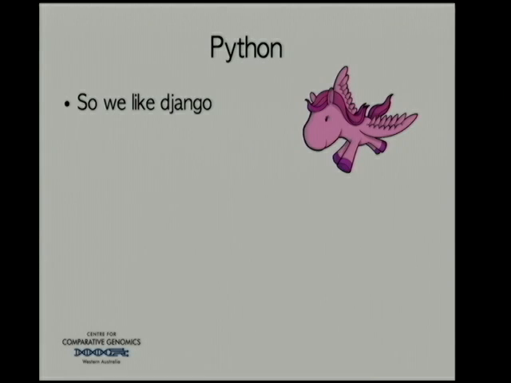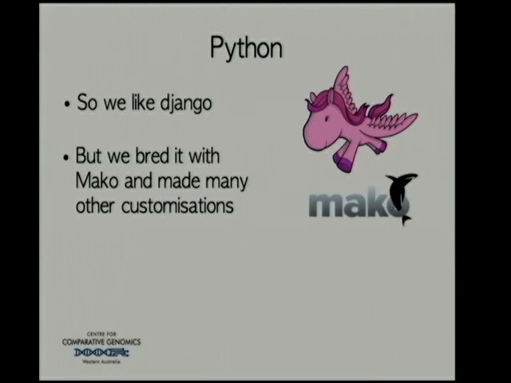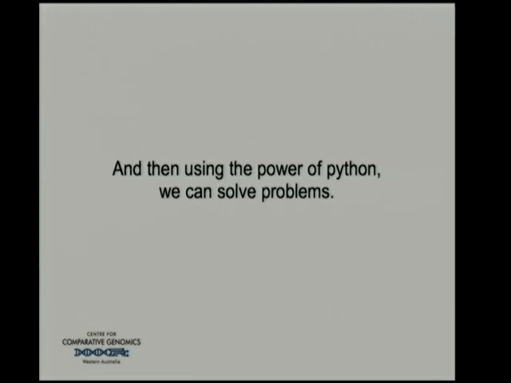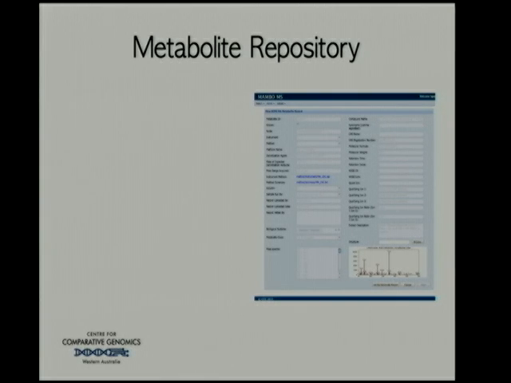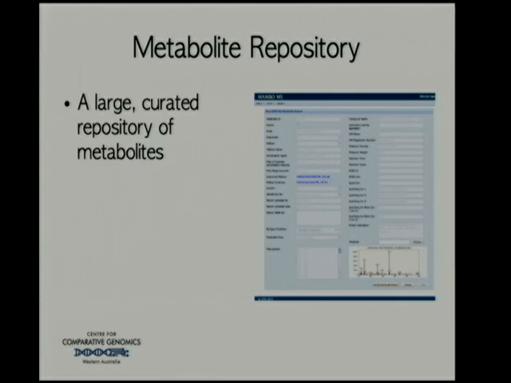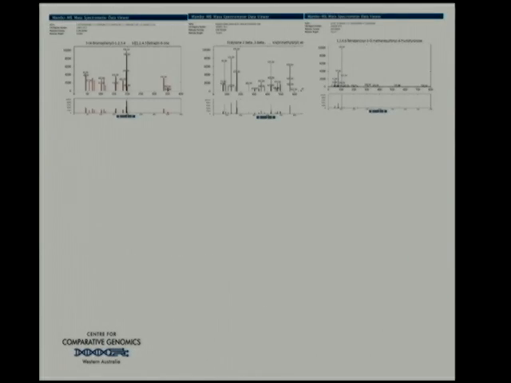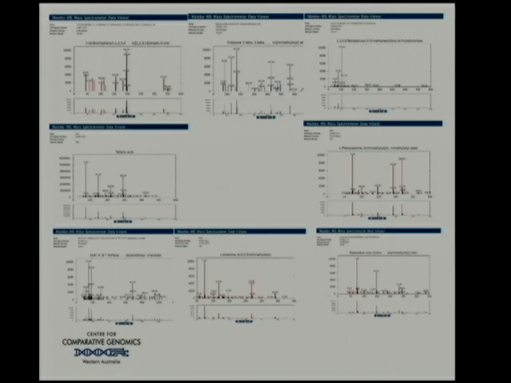And in terms of Python, we like Django. We bred it with Mako, which is a templating system, and a whole bunch of other customizations, and we made Mango, and we put that on Google Code. And using that power, we can solve problems. So a massive Metabolite Repository that has a large curated list of metabolites. Here they are. There's a whole bunch of stuff that's come off a mass spec machine, and it's all in a whole big searchable database.